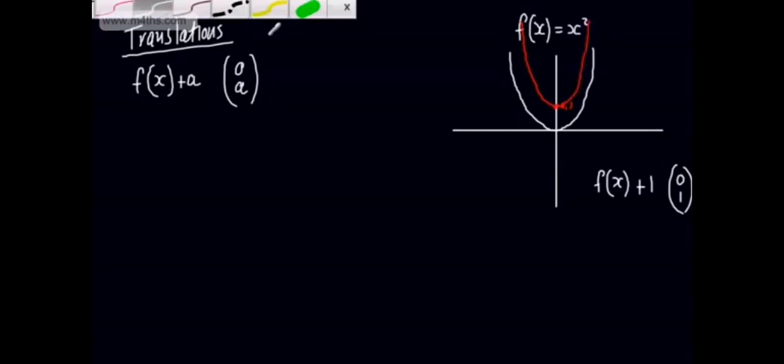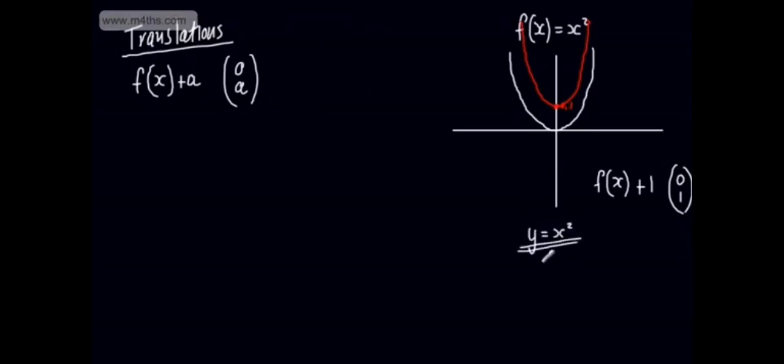Let's consider what I've just done in terms of the equation. Let's say y is equal to x squared. That's our original function. So when x is equal to 0, y is also equal to 0. Let's now look at y is equal to x squared plus 1. So all I'm doing is adding 1 to my function. If x is equal to 0, 0 squared is 0, plus 1, y is going to be equal to 1.